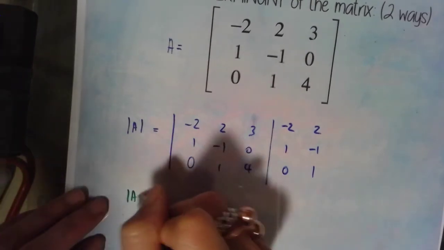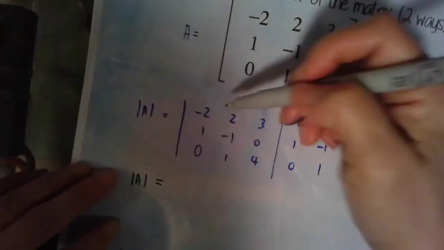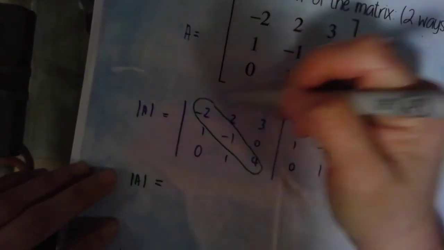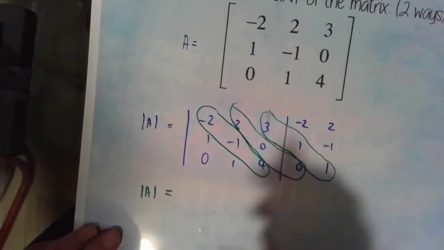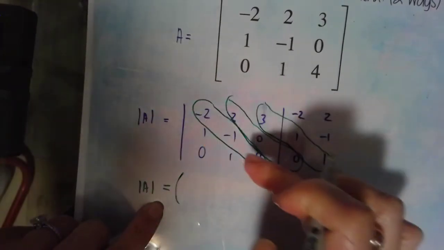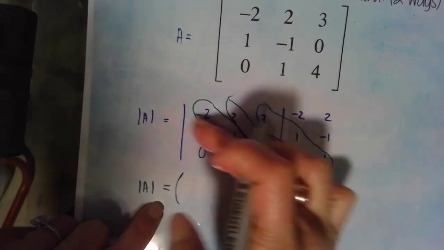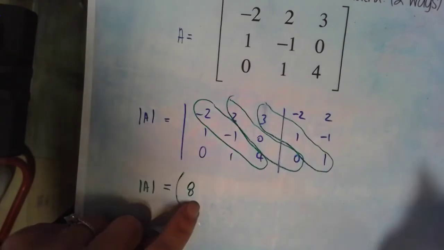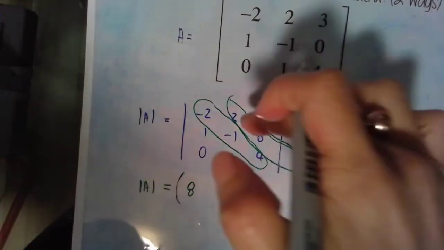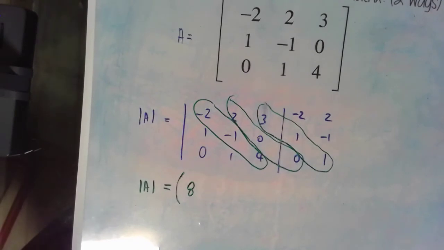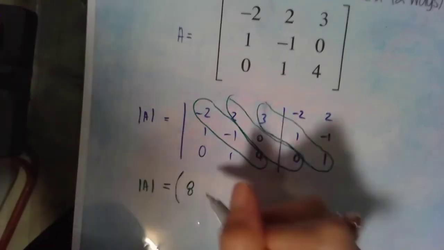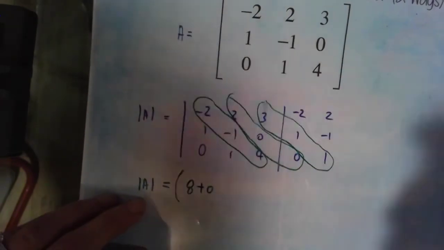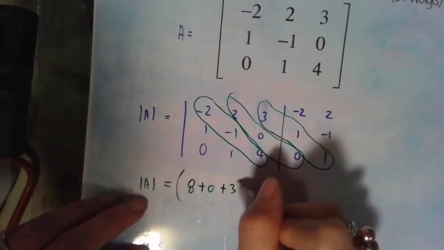Does it work? So determinant of A, let's multiply the greens going this way, right? And remember, we're going to subtract the reds in a sec. So I'm going to do this. Negative 2 times negative 1 times 4, which is 2 times 4 is 8. And then let's try 2 times 0 times 0, right? What's 2 times 0 times 0? It's just 0, so add 0. What's 3 times 1 times 1? 3 times 1 times 1 is 3, okay?